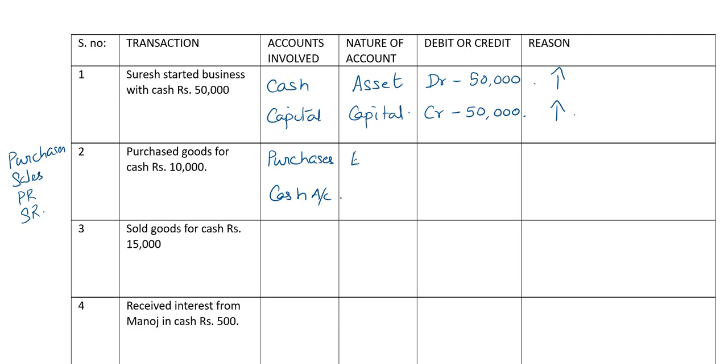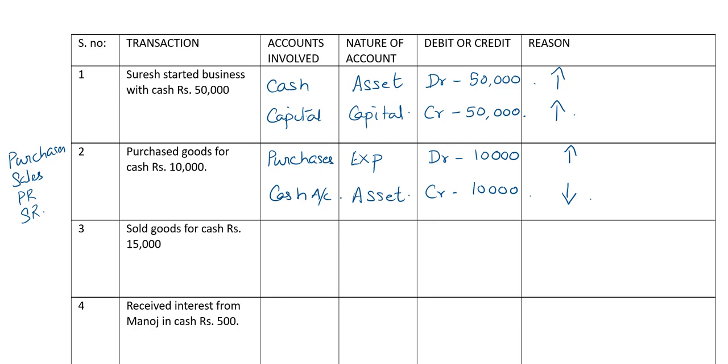Purchase account is an expense account. Cash account is an asset account. Expense of purchases increases when you purchase goods. The cash goes out, the cash reduces. So we need to debit the purchase account with 10,000 rupees and credit the cash account because there's decrease in cash with 10,000 rupees.